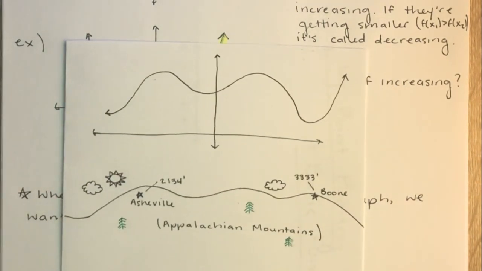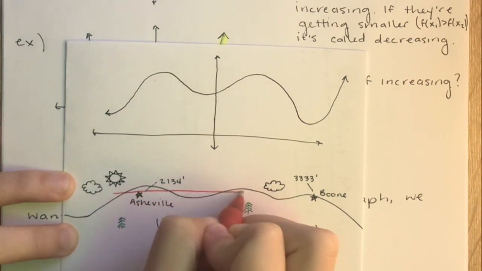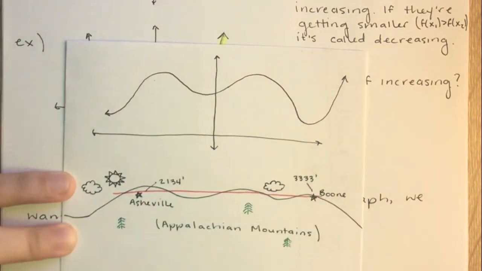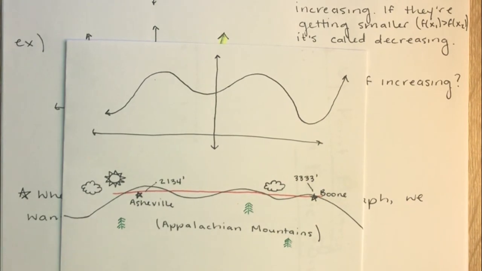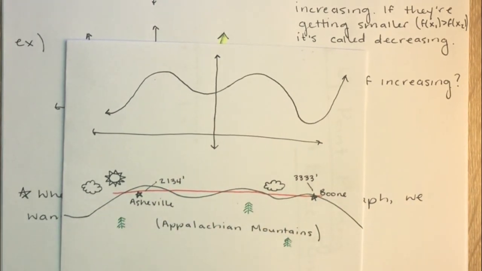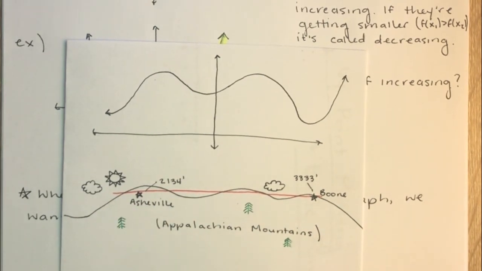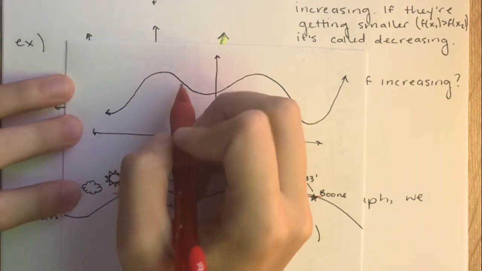The way I like to explain this visually is, let's think about this, right? If I'm trying to coordinate a camping trip with a friend, I'm not going to say, hey, meet me at 2,500 feet, right? Because I could be talking about any of these spots. I would say, hey, meet me in Asheville or meet me in Boone, because there are lots of places where the mountains are 2,500 feet in altitude. But there's only one Asheville, there's only one Boone, there's only one Linville Falls, etc.